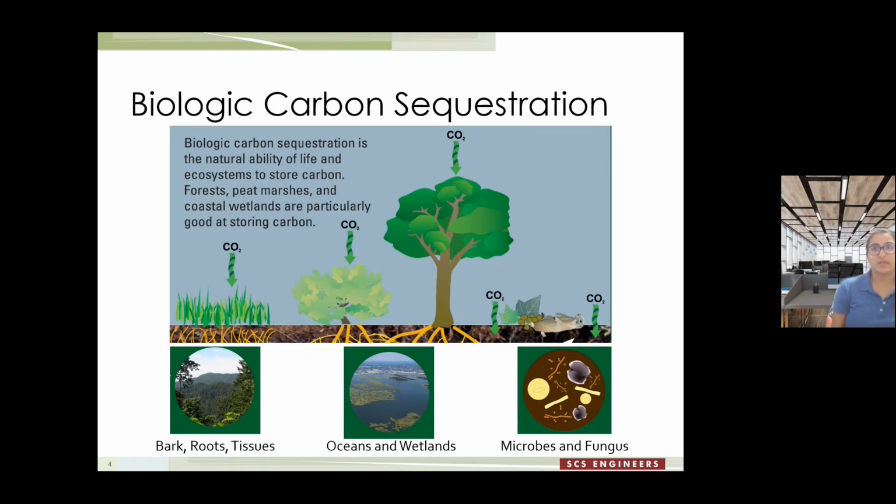So biologic carbon sequestration is what happens naturally when plants, as I mentioned, photosynthesize. And then they store that carbon dioxide in their bark, their roots, their tissues. Another sink of carbon dioxide are the oceans and wetlands. In fact, oceans store the largest percentage of carbon dioxide on our planet. And the third is in the soil, when microorganisms and fungi create these chains that store and link the carbon dioxide.